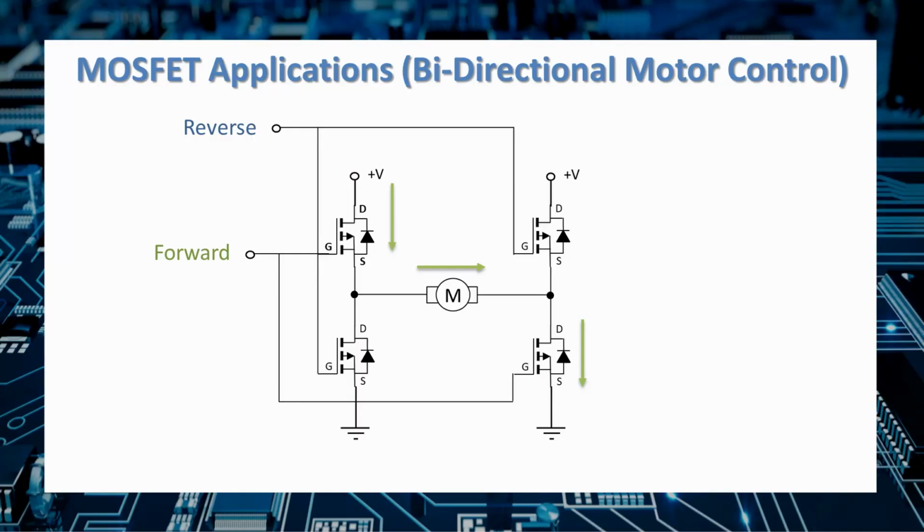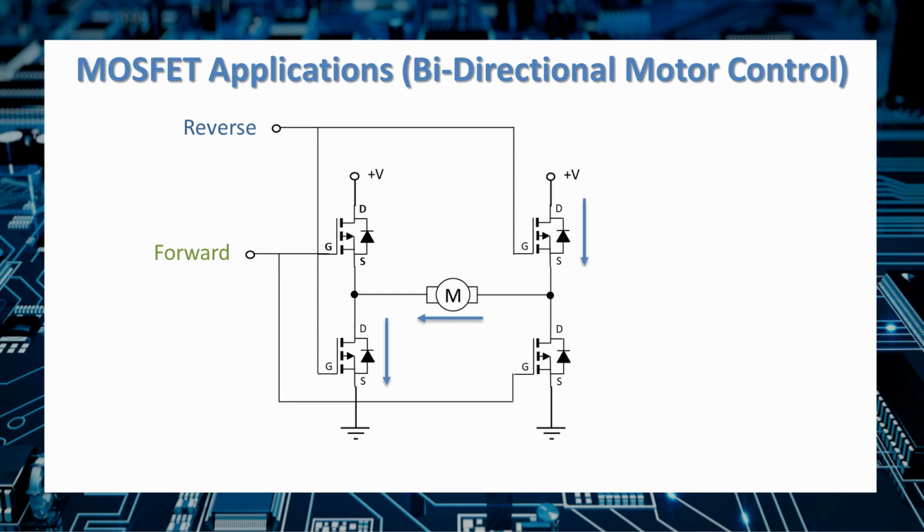And here's an example of 4 MOSFETs set up in what's called a bridge configuration to provide bidirectional control of a motor. When we apply voltage to the forward control pin, current will flow through the first MOSFET, through the motor to the right, and then down through that lower right corner MOSFET. So the motor will turn in one direction.